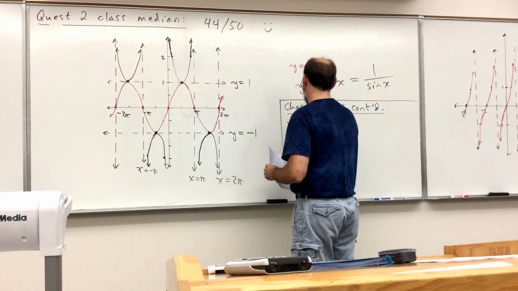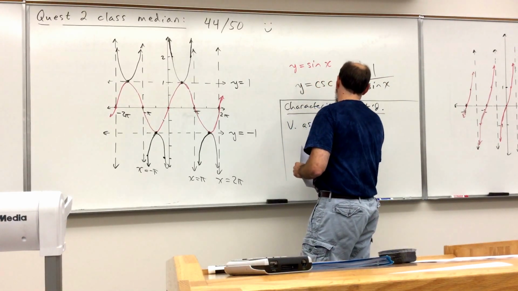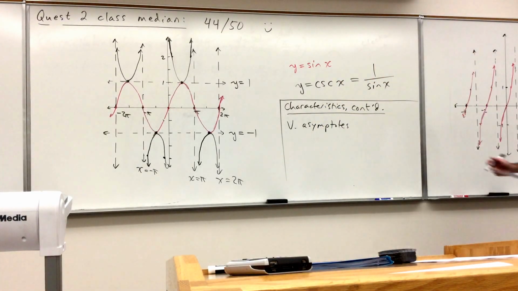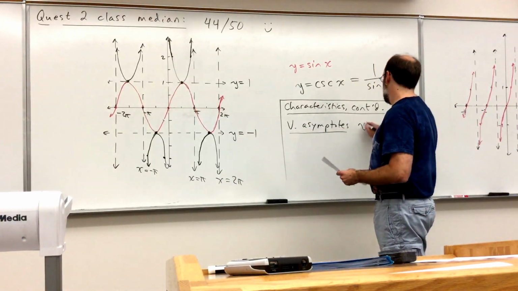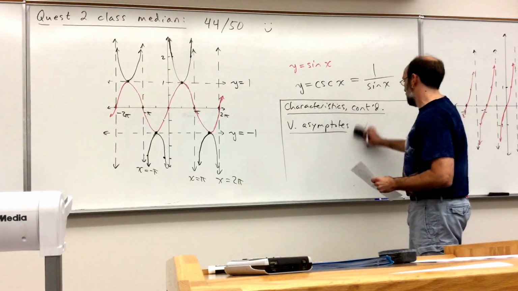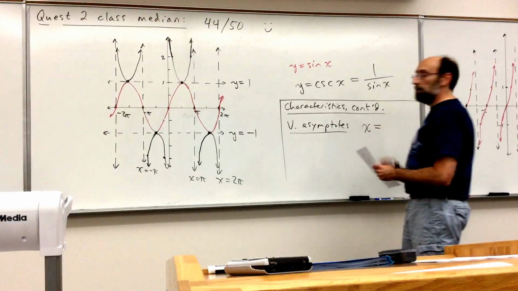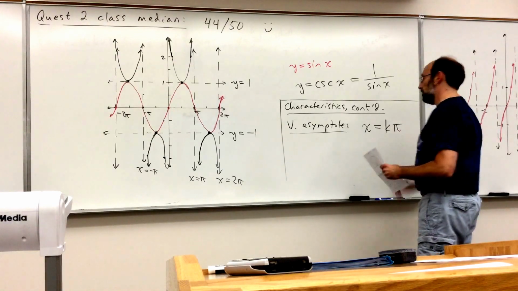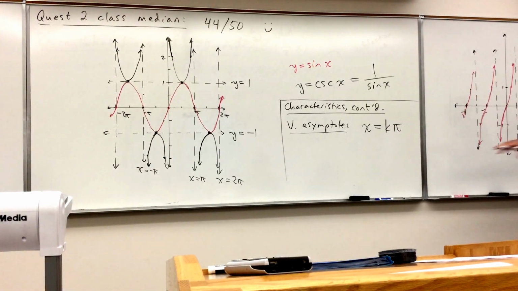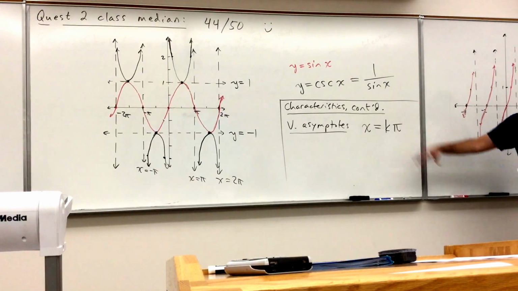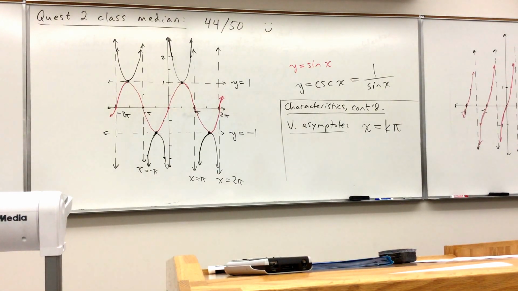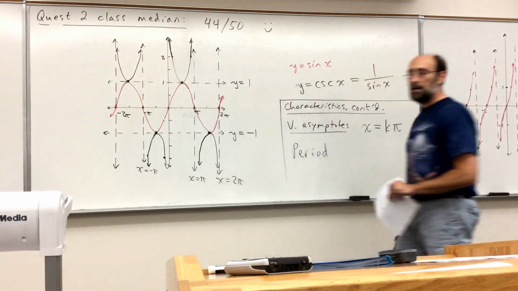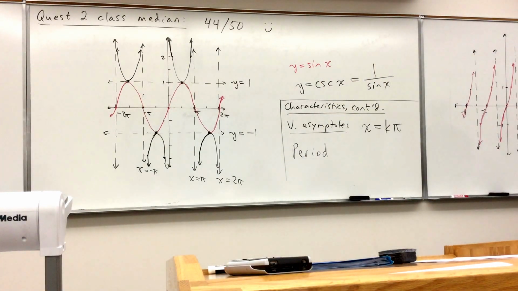So the vertical asymptotes will be the same as the zeros of the sine function. So where will they occur? X equals, so where are the zeros of the sine function? Integer multiples of pi. So I'll just say x equals k pi, where k is an integer. I'm not going to write k as an integer, but let's just say that that's the case throughout here. And the period of the sine function is 2 pi, so the period of its reciprocal would also be 2 pi.